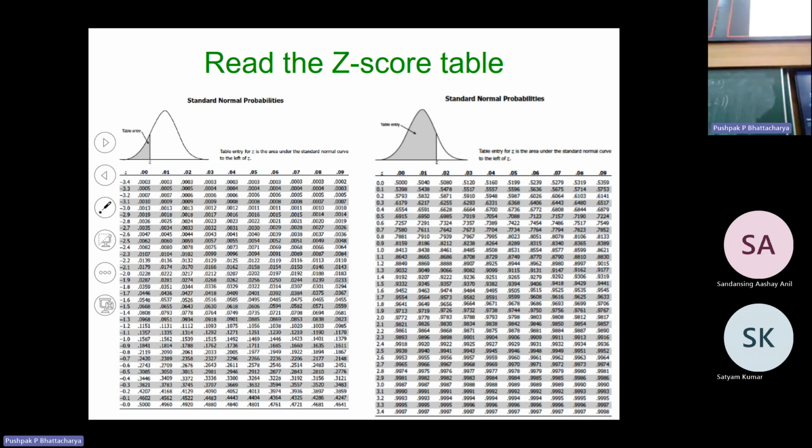And Z 1.9. I'll make that correction. 0.9893 minus 0.9713 is equal to how much? 0.01... 0.8. So I'll take that approximately.